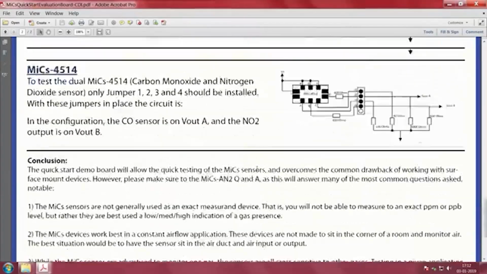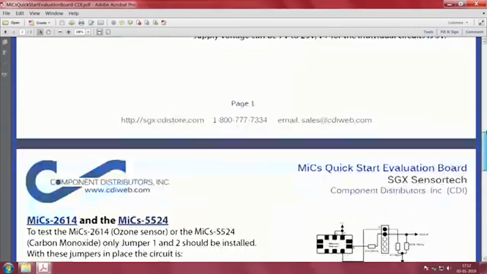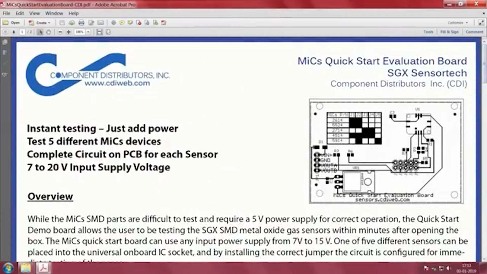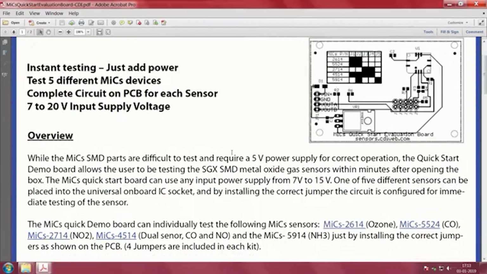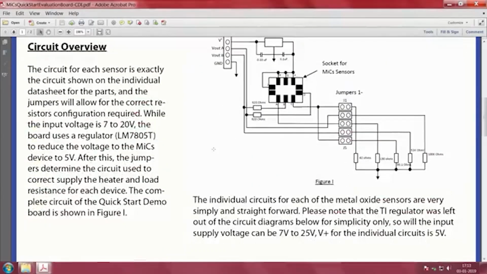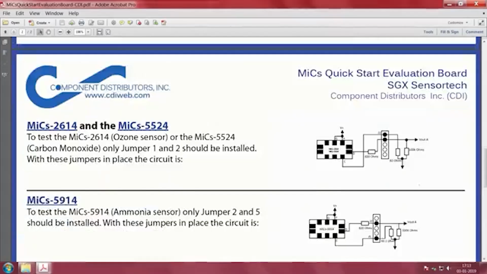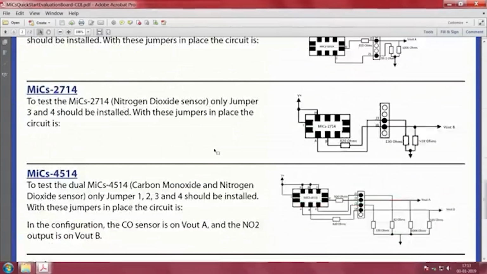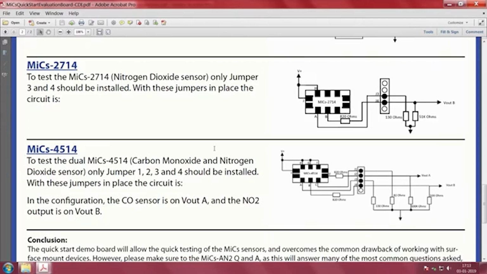You may also look up the kit which is given to you, which would be a nice starting point for you to add power and test 5 different MICs. That is the MIC quick start evaluation boards from them, and he gives you a kit whereby you could essentially connect MIX 4514. You can see it is a dual MIX 4514, CO and nitrogen dioxide. By changing some jumper positions you should be able to measure both, right.